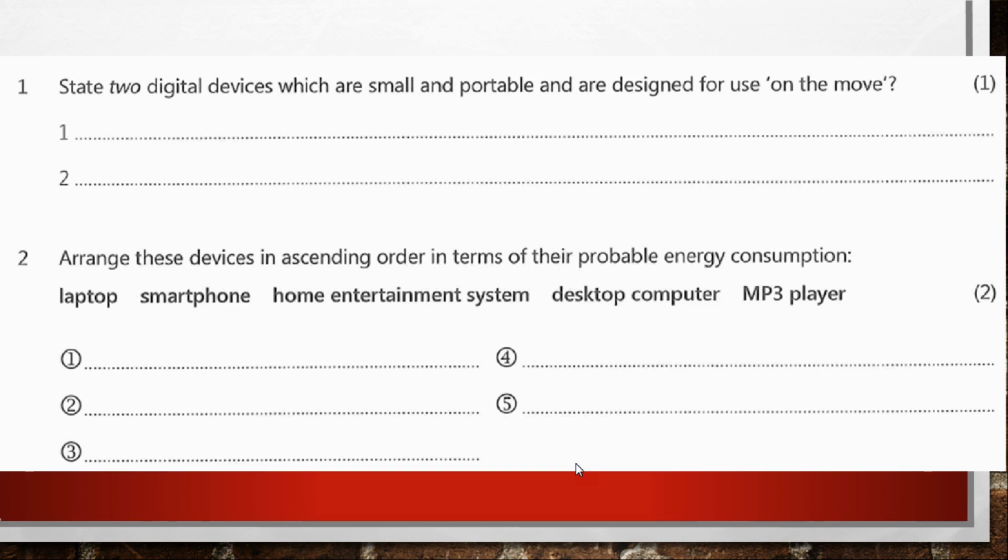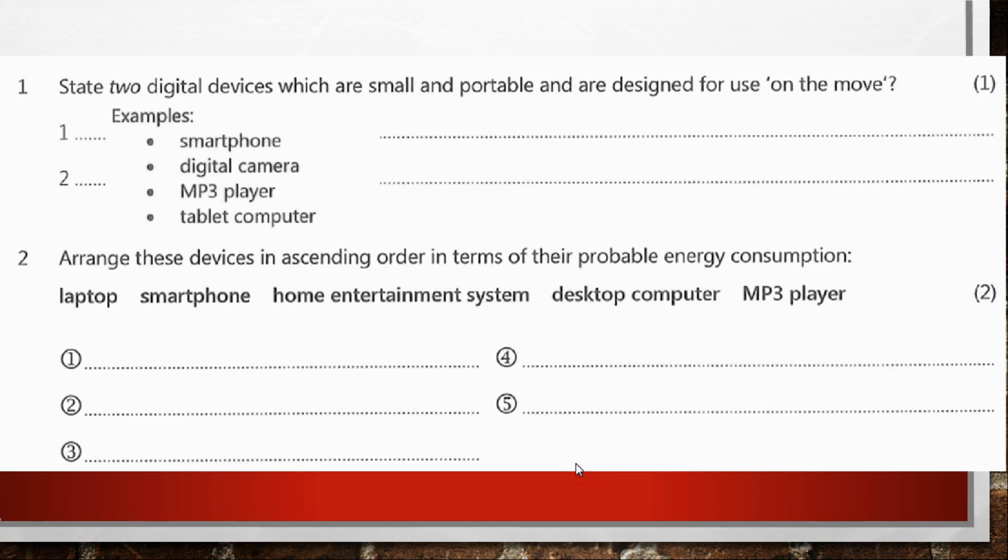So here's some more questions. State 2 digital devices which are small and portable and are designed for use on the move. So if you're on the move, going out for a walk or a jog, what are small and portable digital devices? Can you think of those? Well, a smartphone, small and portable, especially the newer ones, really slimline, lightweight. A digital camera. So we're talking about devices, not computers necessarily, but digital devices. MP3 player, tablet computers, fairly small and light.